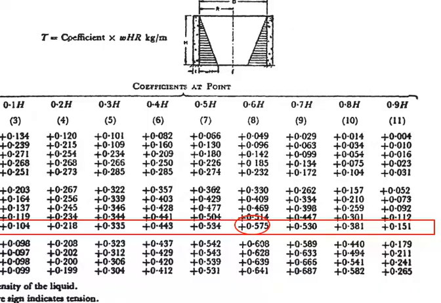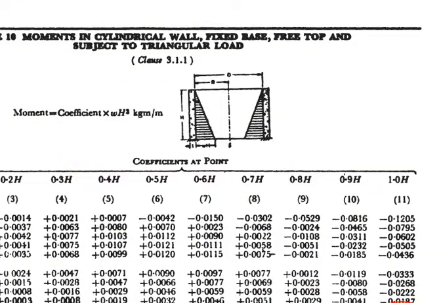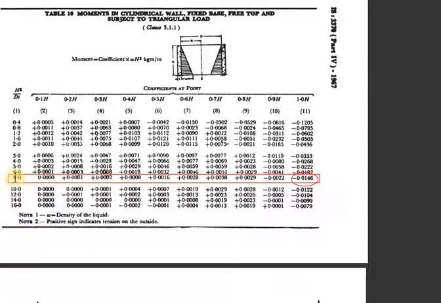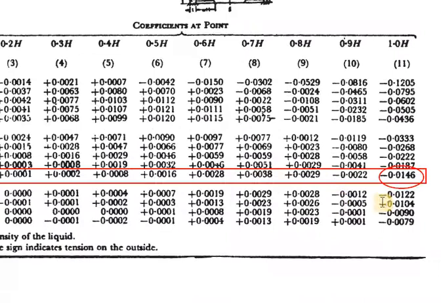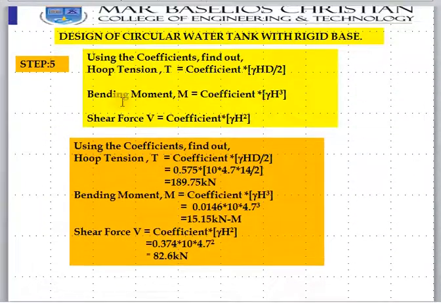The coefficient for bending moment is in the next page. Here also the governing factor is h square by dt. So this is 8, since h square by dt is 7.89, we are rounding off to 8. From this value you will get the maximum value as minus 0.146. You don't need to worry about the minus. Okay, so we got the parameters 0.146 and 0.575.